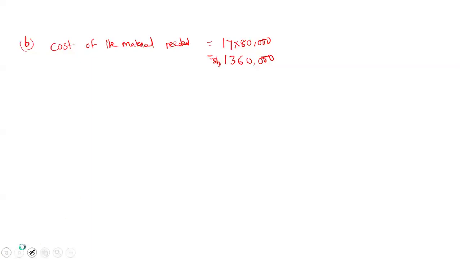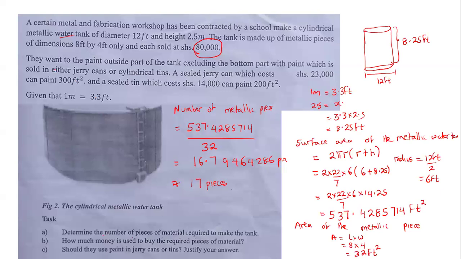Then the third part, the second paragraph. They want to paint the outside part of the tank, excluding the bottom part, with paint which is sold in either jerry cans or cylindrical tins. A sealed jerry can, which costs 23,000, can paint this, and a sealed tin, which costs this, can paint this. Now, what are they asking you? When you read through the question, they are asking what happens when we exclude the bottom part. In the chart, tell me which type of cylinder do you think they want to paint?